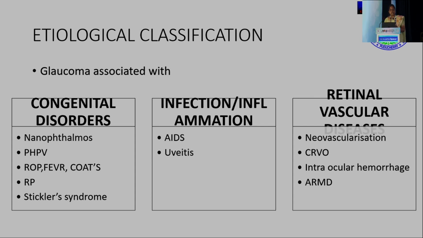So the etiology is classified based on congenital disorders and acquired. Congenital disorders, we have nanophthalmos, persistent hyperplastic primary vitreous, ROP, retinitis pigmentosa, and Stickler syndrome. And infection and inflammation related, AIDS and uveitis. Retinal vascular disorders, mainly neovascularization, followed by CRVO, intraocular hemorrhage, ARMD.